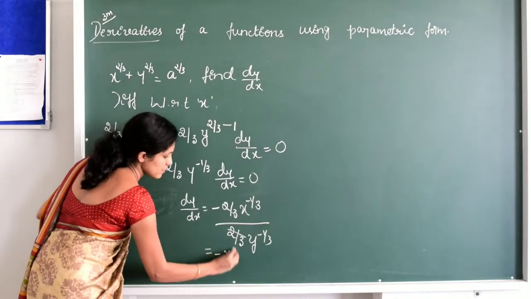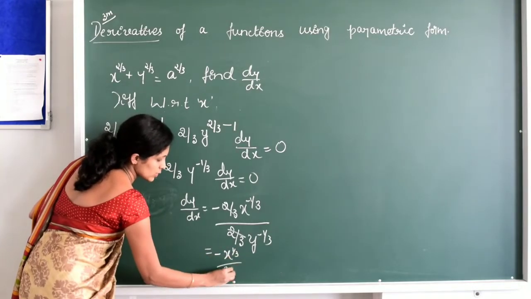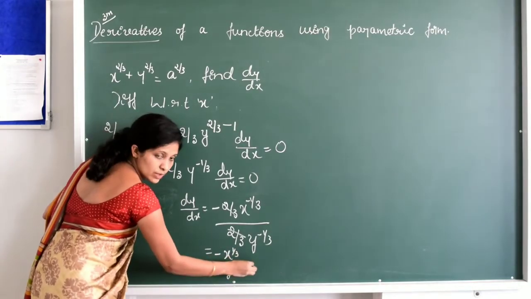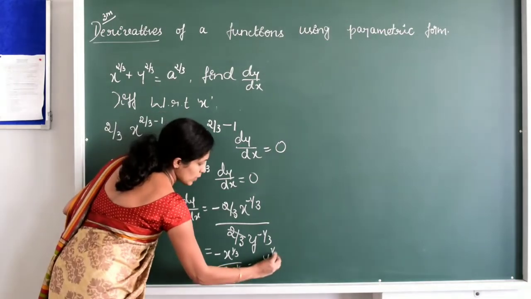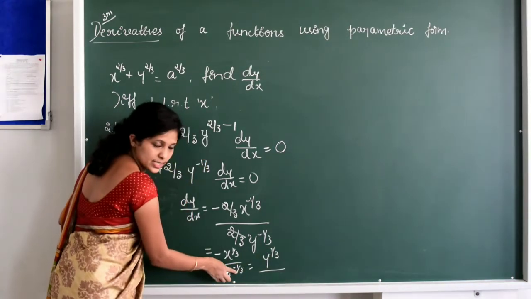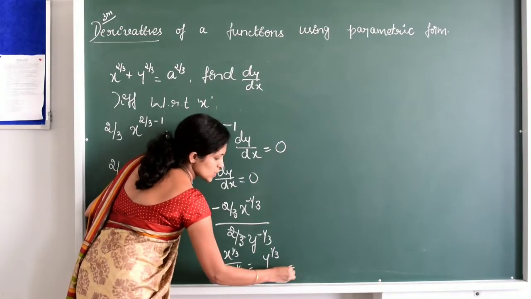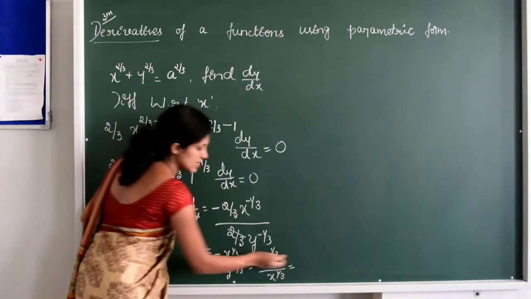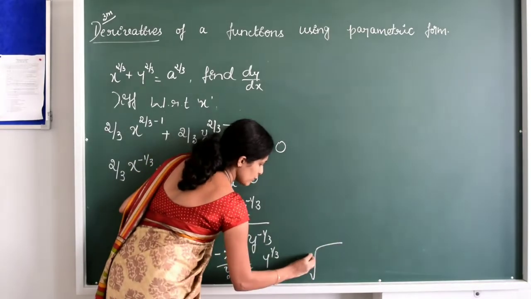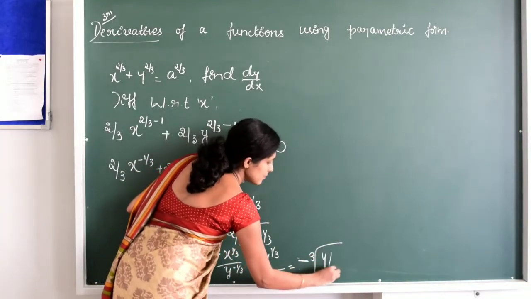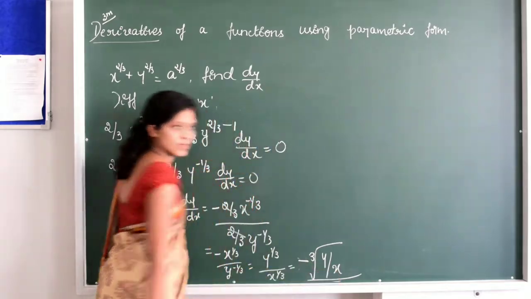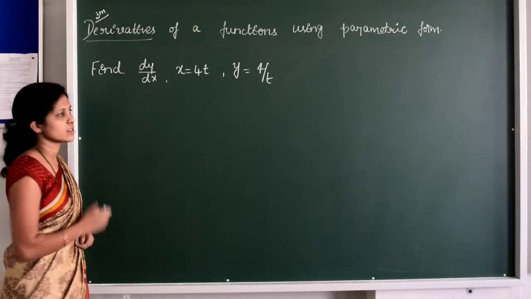Minus x to the power 1 by 3 divided by y to the power minus 1 by 3. So this one we can write as y to the power 1 by 3, right? Negative is this: y to the power 1 by 3 divided by x to the power 1 by 3. So this is now already minus sign is there. So minus of cube root of y by x. Same answer.